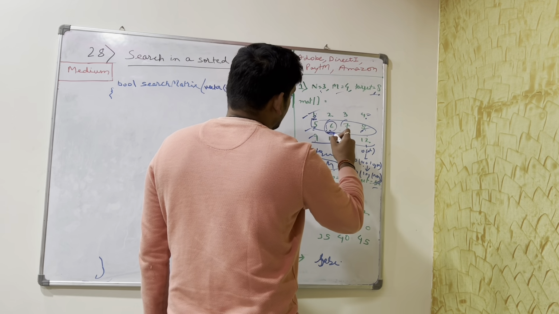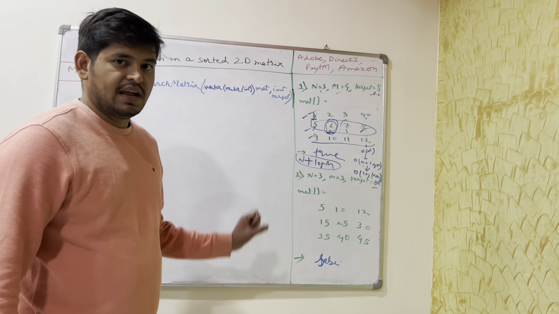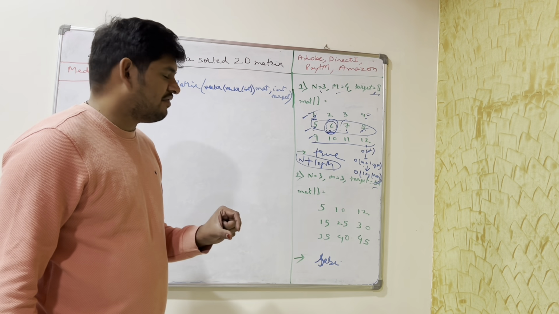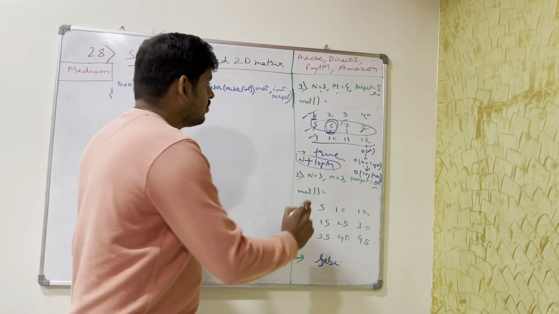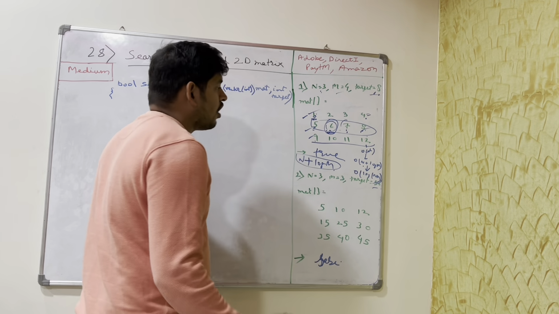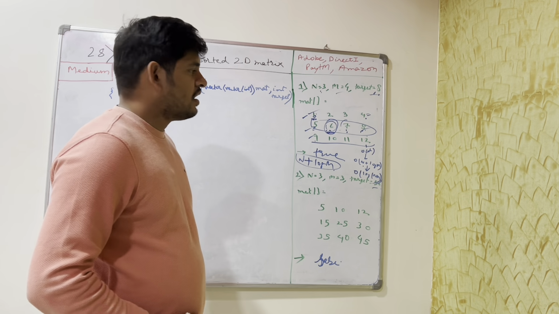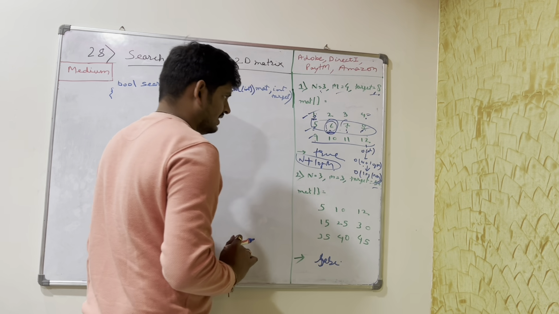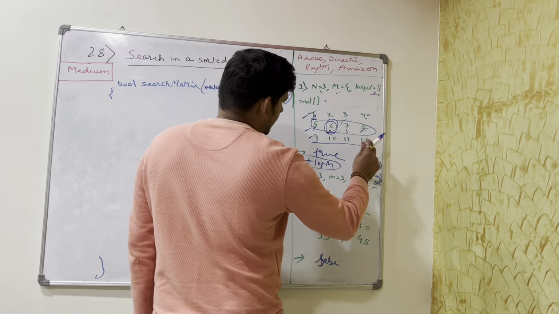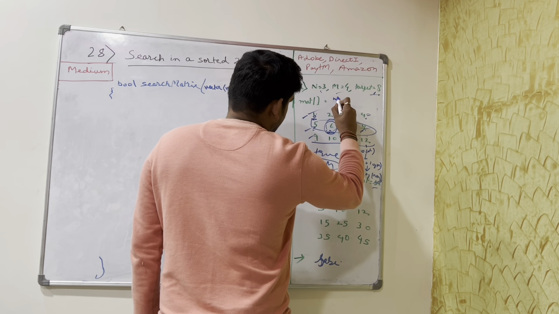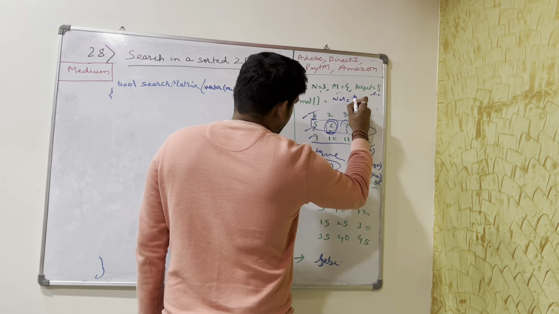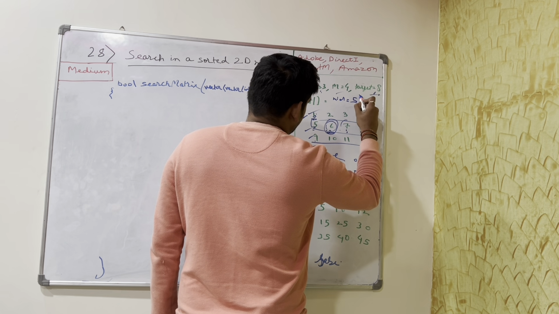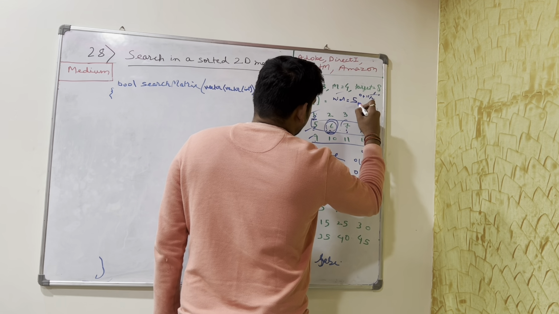But how do we locate that this is the mid place in our 2D array? It's not a single array, so we will not directly have the index as the mid. We have to locate the row and the column. So how do we find the row and the column? Now there are 12 elements in this, so our mid would be 0 plus 11 by 2, because it's 11. So mid would be 5.